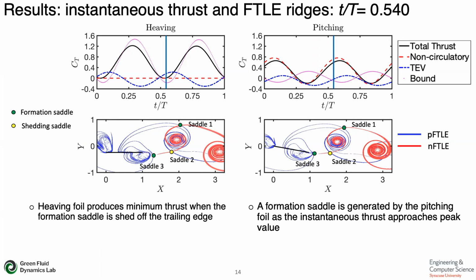At this time frame, we can see that the heaving foil produces minimum thrust. This seems to happen when the formation saddle is released from the trailing edge. For the pitching foil, we can see that as the thrust produced approaches a peak value, a new formation saddle is formed near the trailing edge.